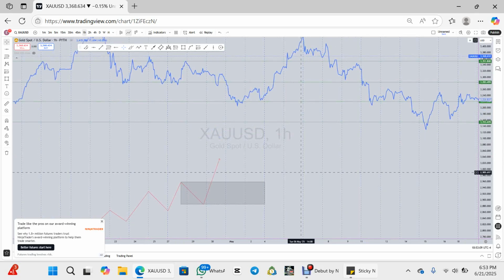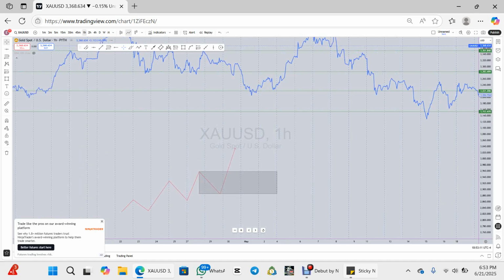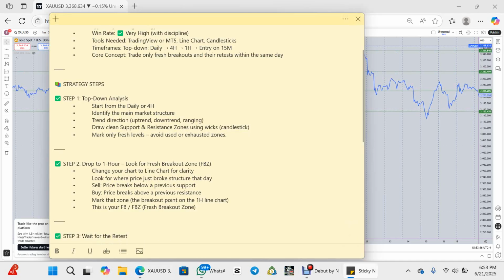So once you mark that out on your 1 hour time frame, let's see what the steps say we should do next. That's your fresh breakout zone. I've just told you guys how to mark the fresh breakout zone.